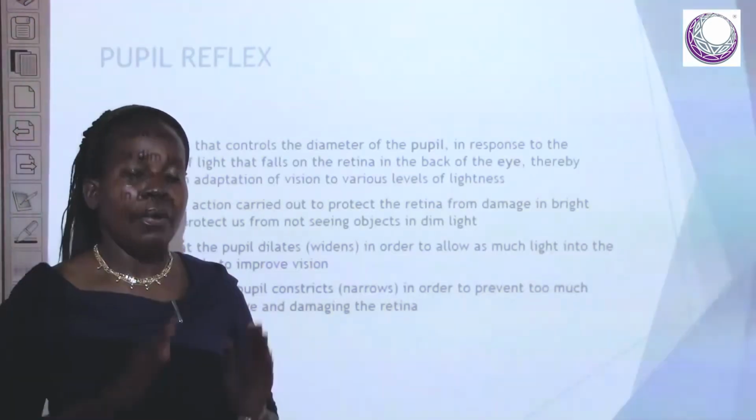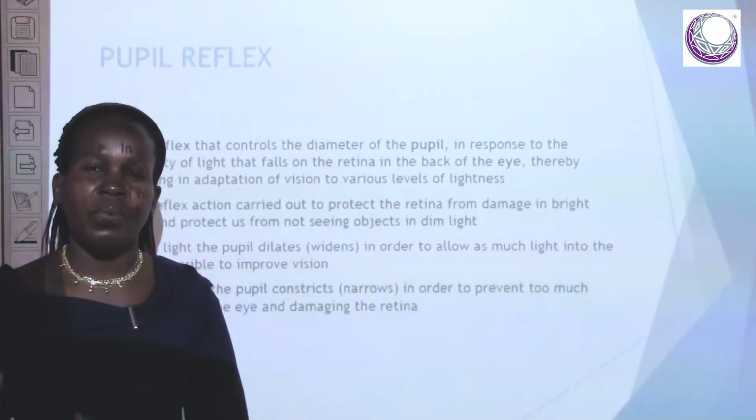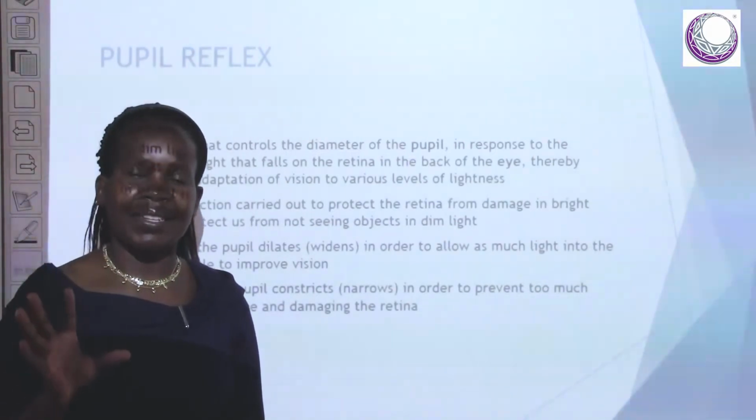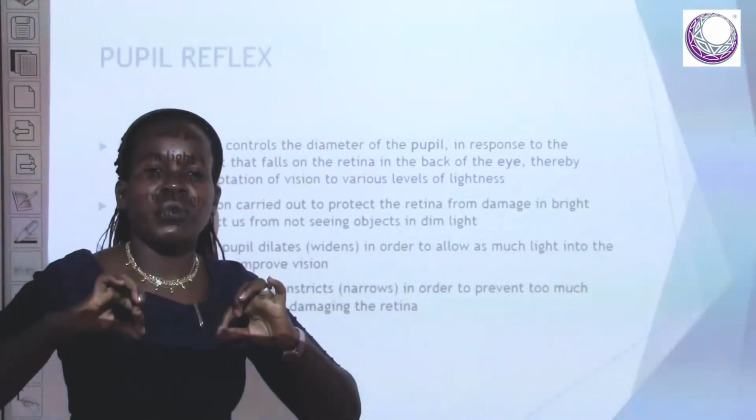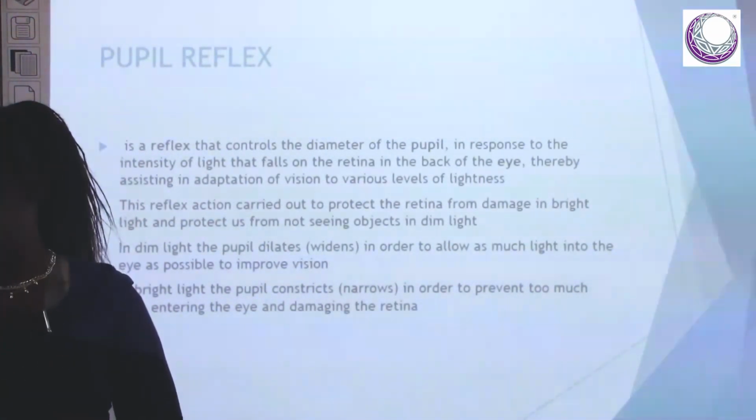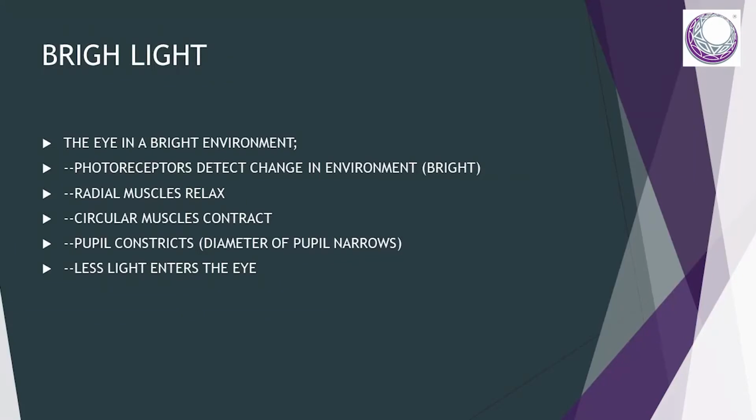When one moves from the bright room to the dark room, the opposite takes place, which means in this case, the circular muscles relax and the radial muscles contract. This is going to dilate the size of the pupil, making more light enter. Right. So this is what is there in the bright. The eye is in a bright environment. Photoreceptors detect a change in the environment. Radial muscles relax, circular muscles contract, the pupil constricts, less light enters the eye.